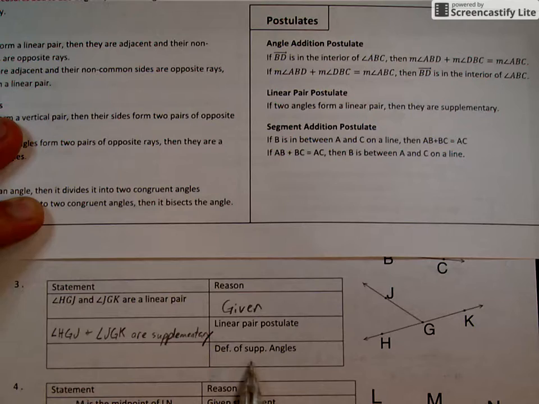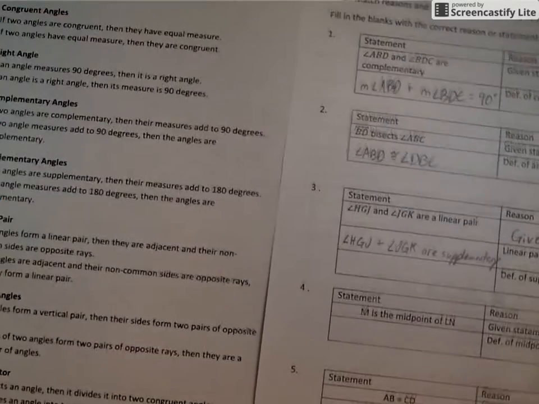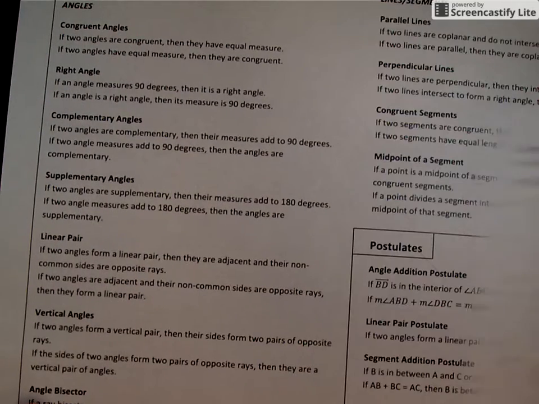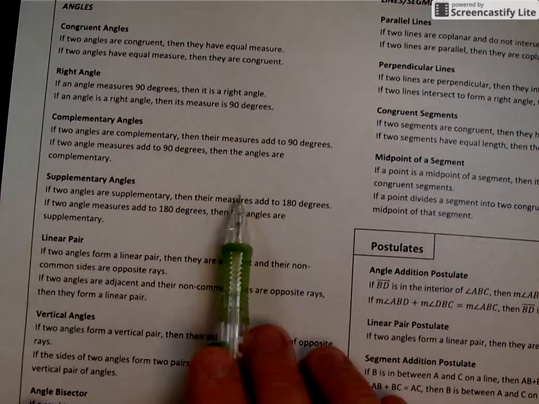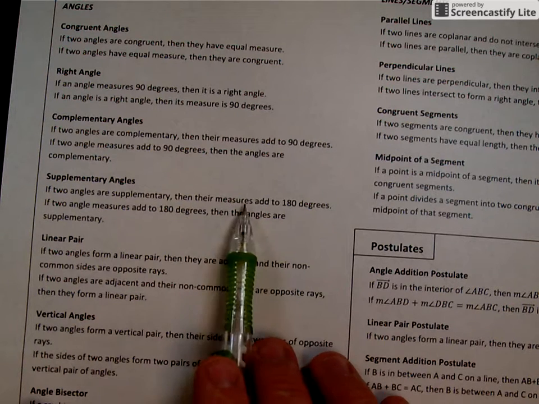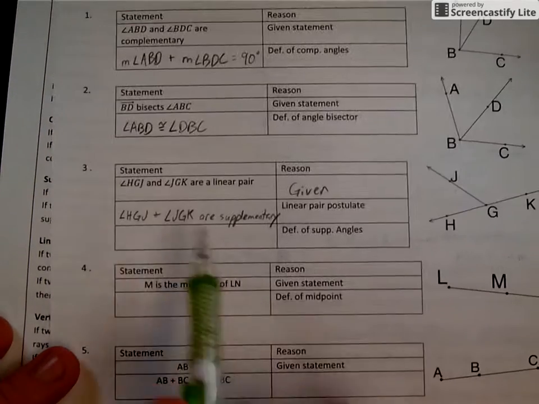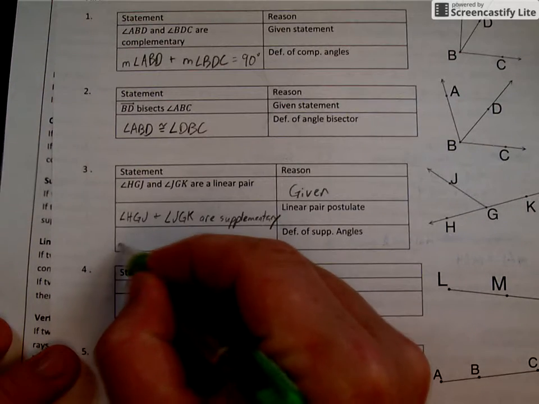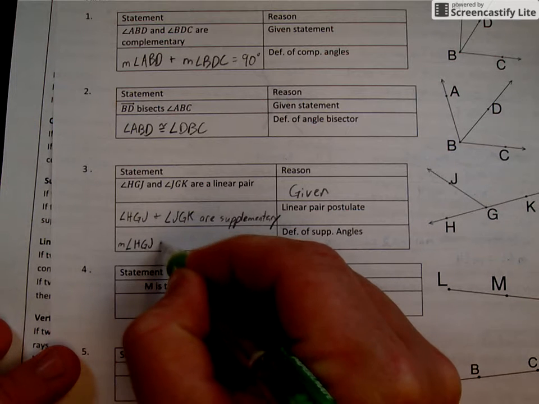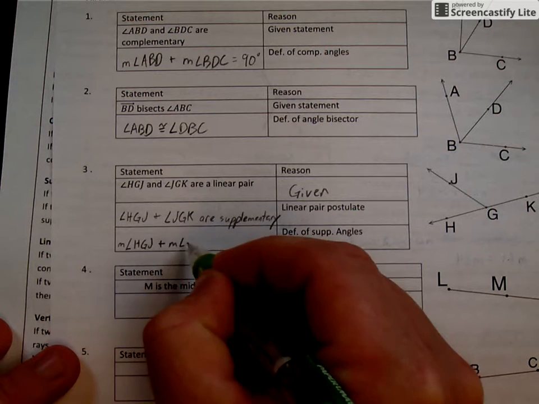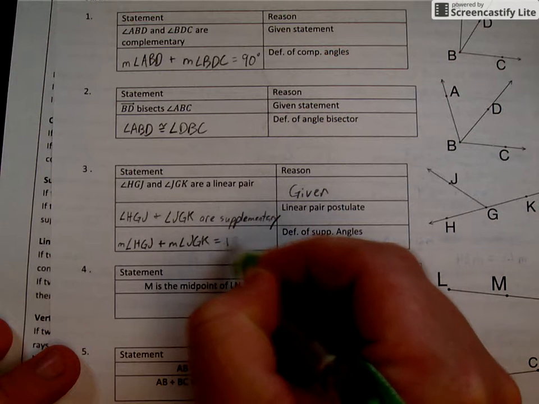And then they want us to use the definition of supplementary angles. So we can find that, and that's about halfway on the sheet. So let me show you here. If two angles are supplementary, then their measures add to 180 degrees. So that's what I'm going to do. I'm going to say the measures of the angles add to 180 degrees. Here's the two angles. We want to say their measures, so I put a measure in front. It says they add, so I put plus, and then the measure of the second angle. It says they add to 180 degrees, so equals 180 degrees.